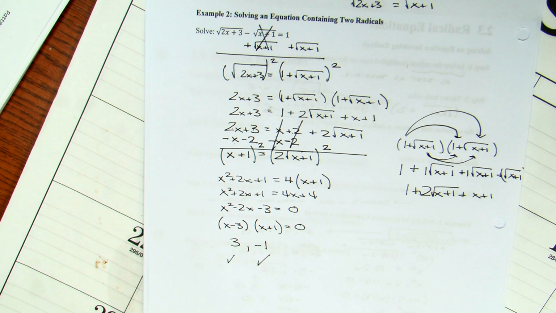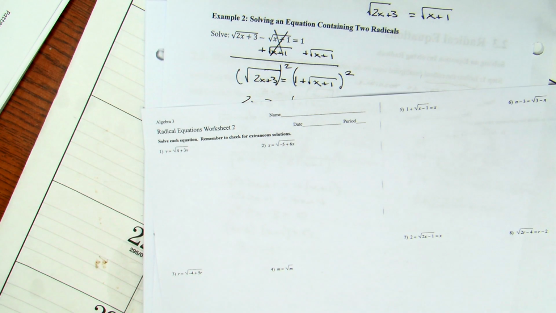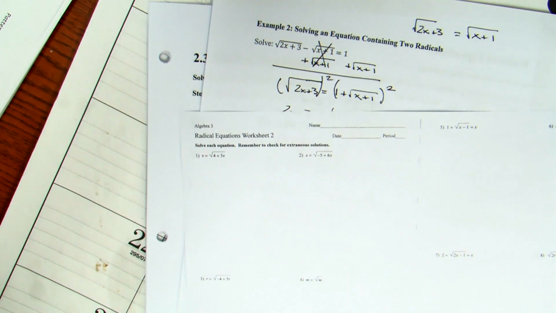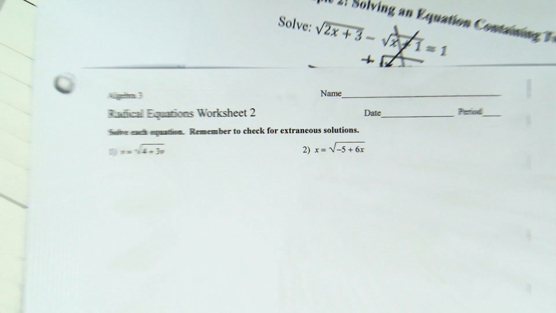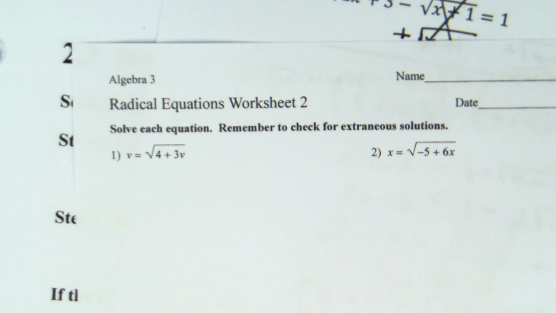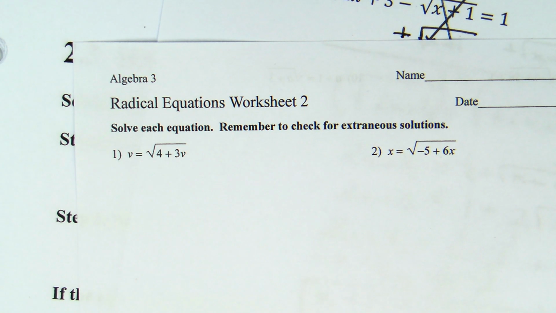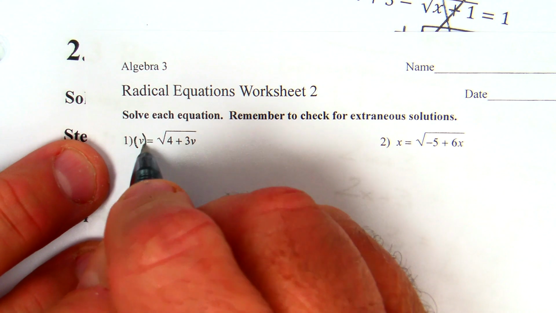All right, so like I said, if you want to get started on them, if you feel good about yourself, feel free. We're just going to do a couple problems real quick. Alright, we're going to do number 1. V equals the square root of 4 plus 3v. So this is how you're going to do 1 through 4. Is the radical on the right-hand side isolated? Yes, it is. So I can square both sides.